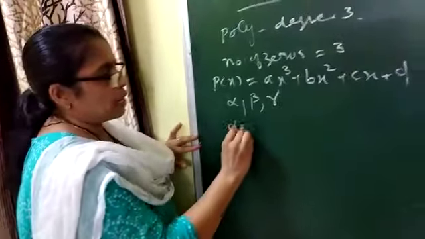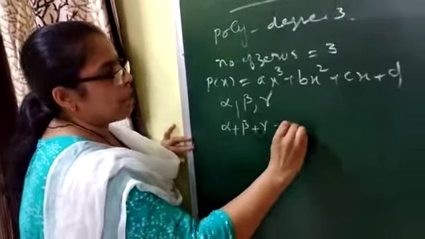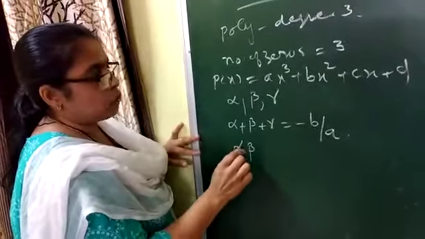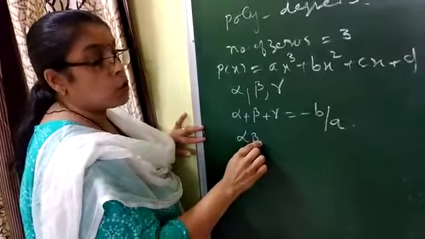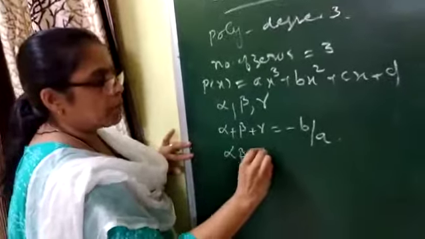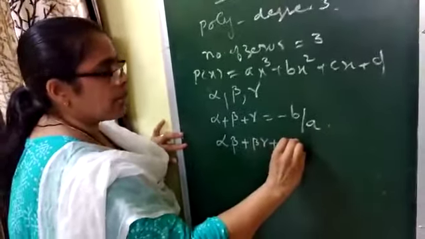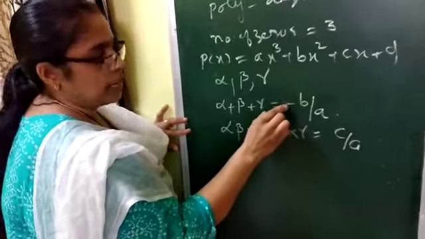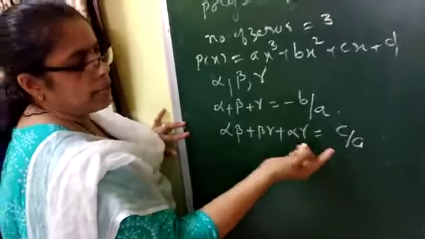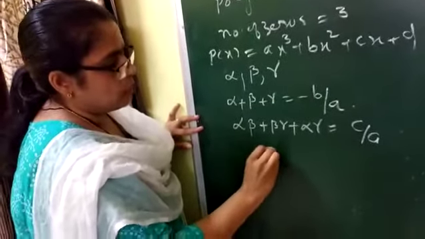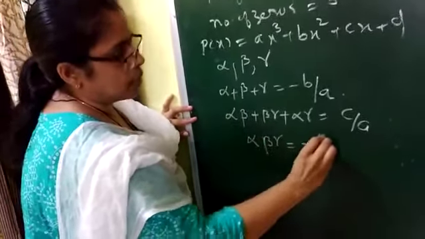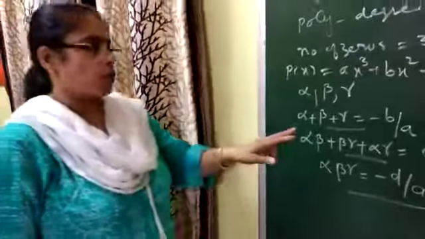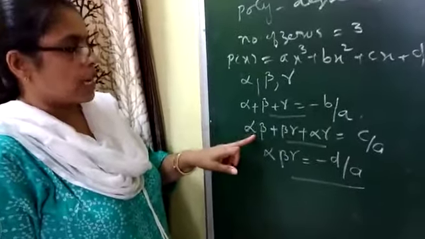Now the first formula is alpha plus beta plus gamma is equal to minus b by a. Second is the sum of the product of zeros taken two at a time: alpha beta plus beta gamma plus alpha gamma, equal to c by a. You have to take negative, then change alternately, minus plus. Last one is the product of zeros, that is minus d by a.